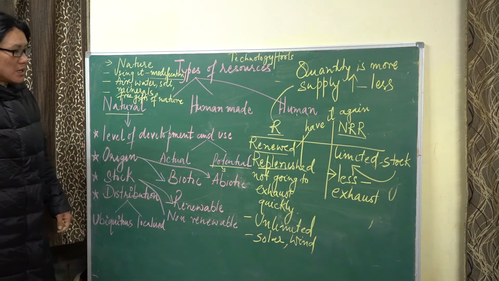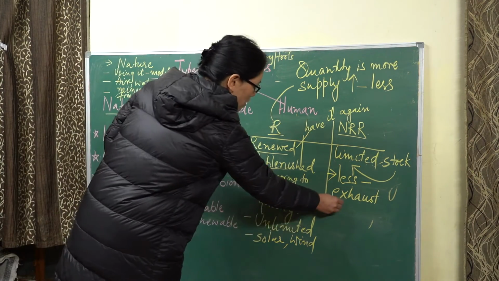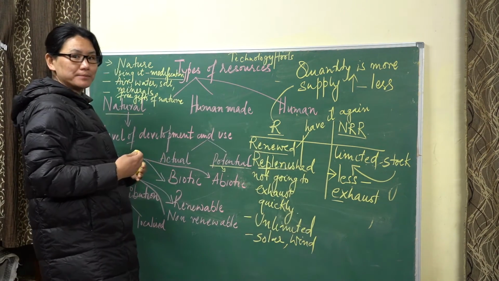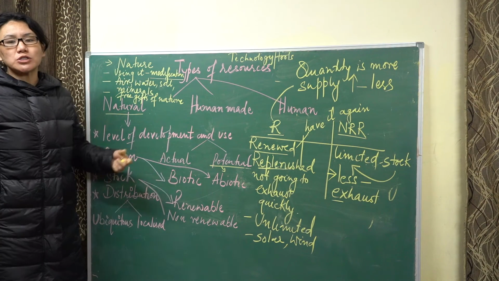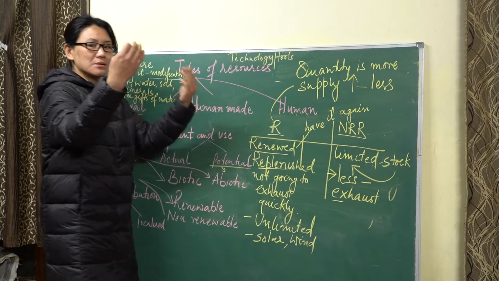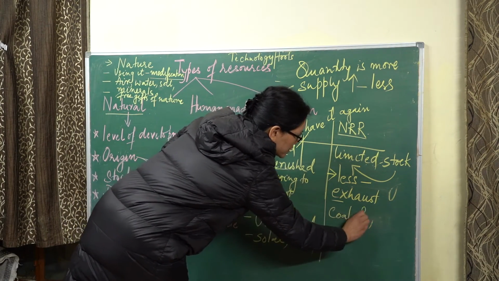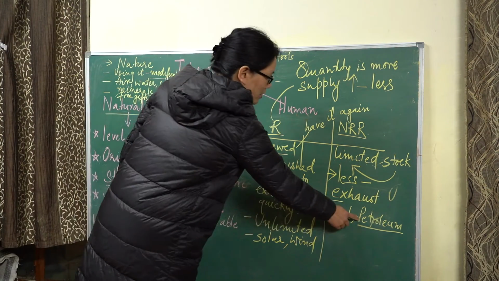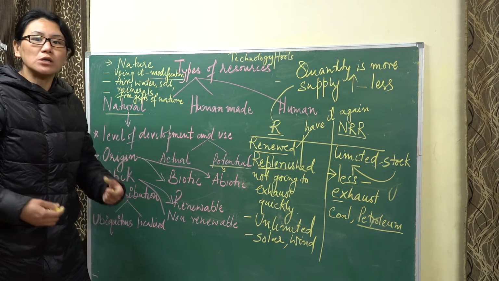Now, as I said, if we are not using such resources properly, it will get exhausted, right? And to get these resources back, it will take lots of years, or we can say thousands of years. Say for example, under non-renewable resources, we have coal, we have petroleum. The best example I will give here is petroleum. Petroleum is used in vehicles, it is used for transportation purposes.